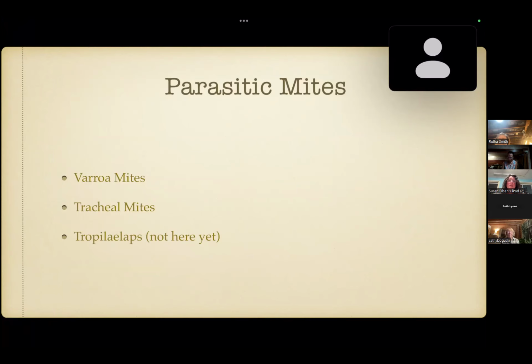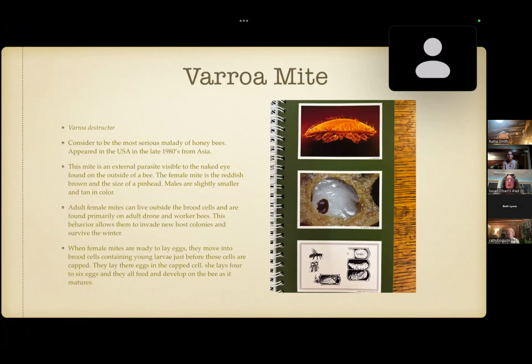All right, parasitic mites: varroa mites, tracheal mites, and tropilaelaps. Two things I want you to take away tonight. I want you to take away American foulbrood as a beginner beekeeper, which you'll probably never see. But I want you to take away varroa mites, because every single one of you is going to see varroa mites. Varroa mites did not appear in the United States until the 1980s.